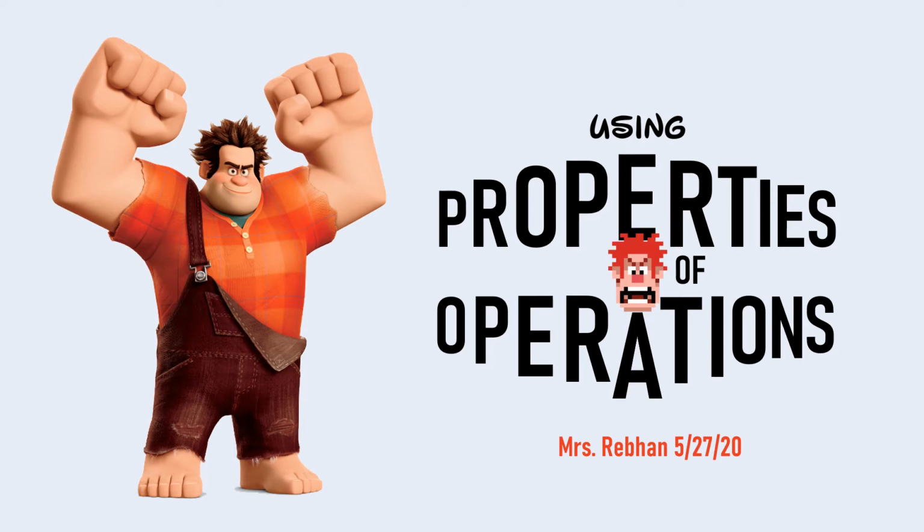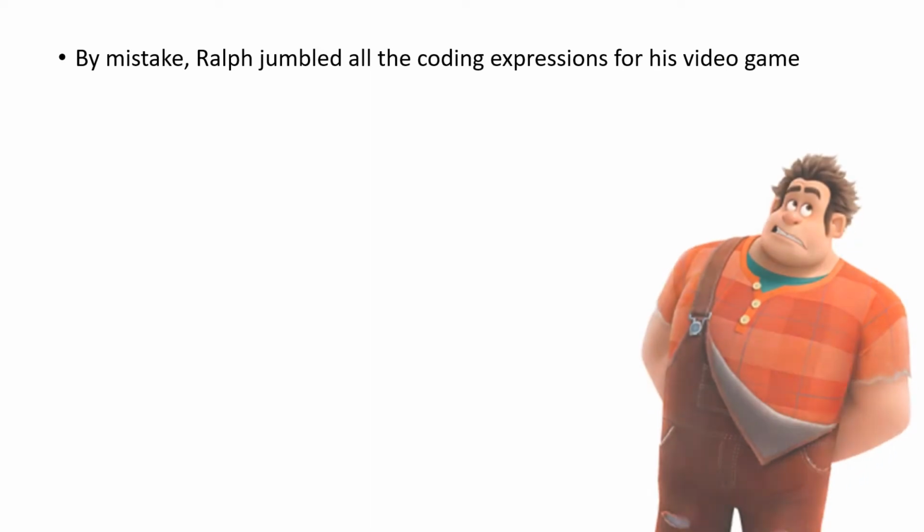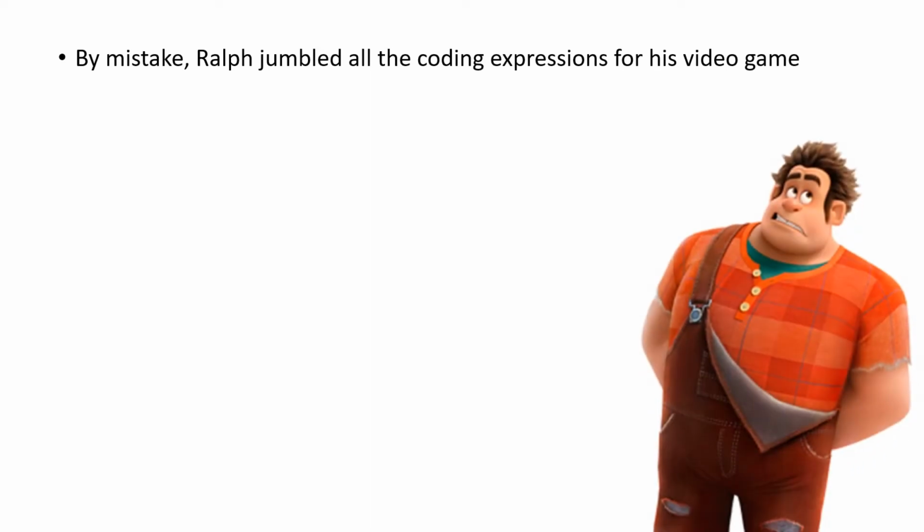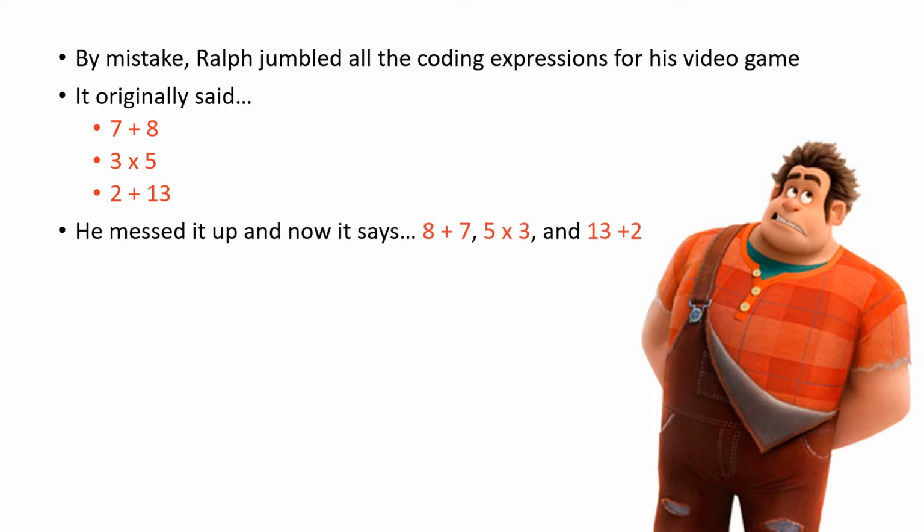Today we are going to learn about using properties of operations with a little help from Wreck-It Ralph. So by mistake, Ralph jumbled up all of the coding expressions for his video games. It originally said 7 plus 8, 3 times 5, and 2 plus 13. So he messed it up and now it says 8 plus 7, 5 times 3, and 13 plus 2.